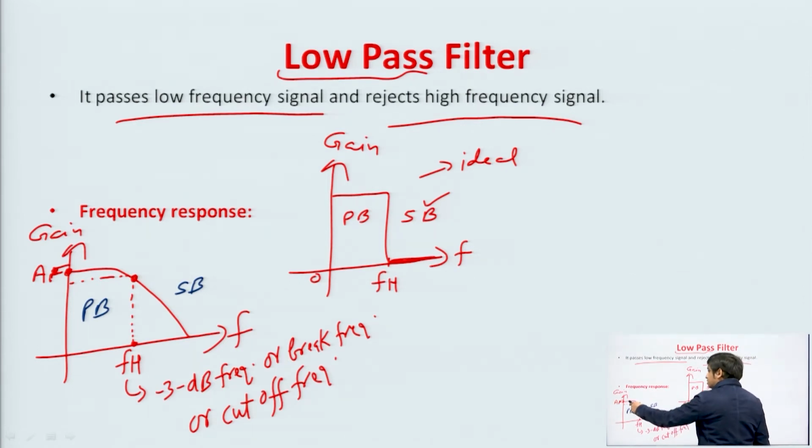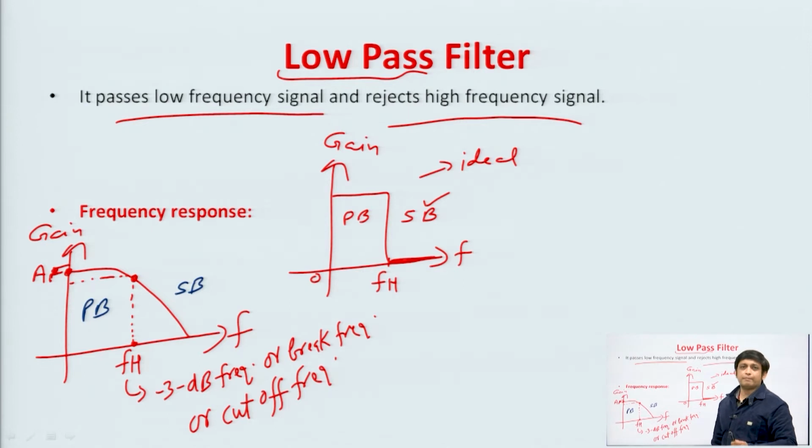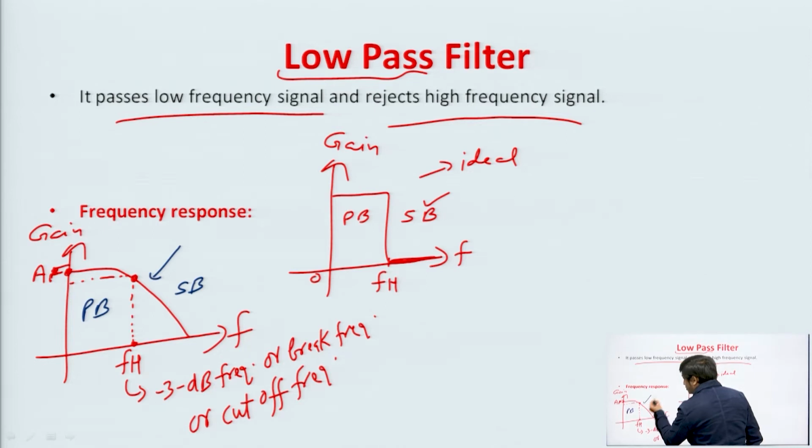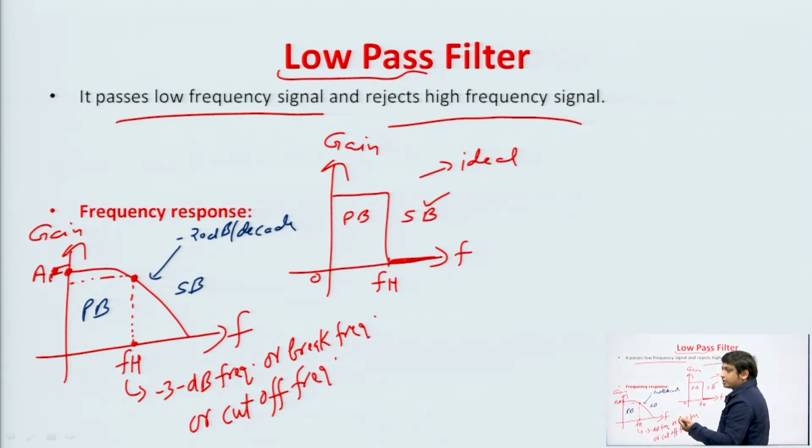So, in this gain plot the gain is reducing as the frequency is increasing. At which rate will the gain be reduced? It will be decided by the order of the filter. For example, if it is a first order low pass filter, then the rate at which the gain will be reduced is minus 20 dB per decade. If it is a second order filter, then it will be minus 40 dB per decade. If it is a third order filter, it will be minus 60 dB per decade.